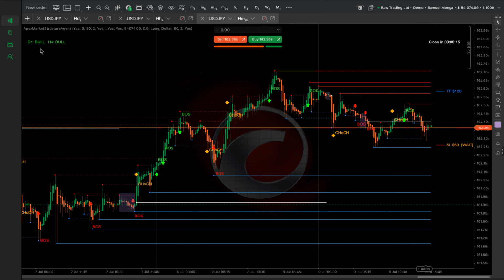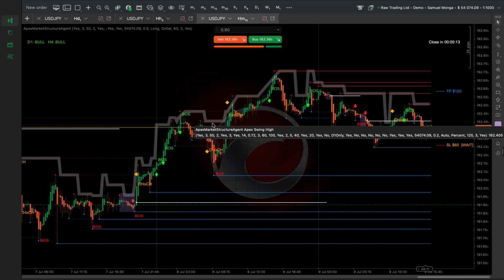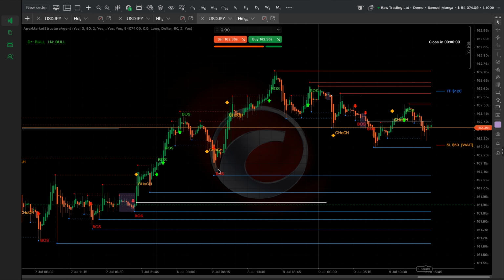But this Apex Market Structure Pro doesn't trade for you. It's just an indicator showing you the roadmap to help you navigate better. So as you can see, it's much more powerful.